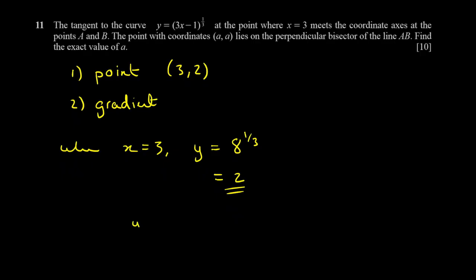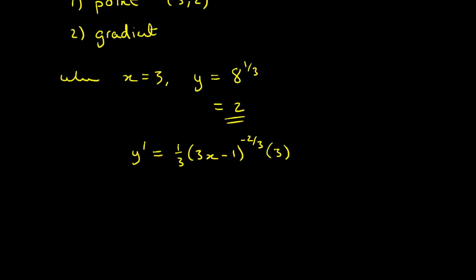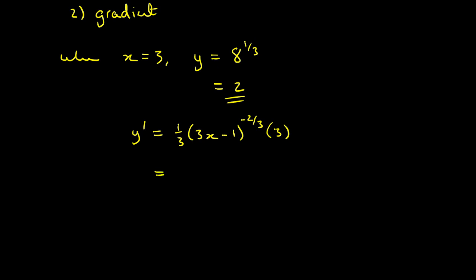So let's do that. y prime, right? I've got to do a chain rule here. So I'm going to take the power, which is a third, bring it down to the front. So I've got a third, (3x minus 1). I've got to subtract 1 from the power. So a third minus 1 is minus 2/3. And then I've got to differentiate inside the bracket. So if I differentiate 3x minus 1, I get 3. So I multiply through by 3. And of course, the third and the 3 cancel off. So what I'm left with is (3x minus 1) to the power of negative 2/3.